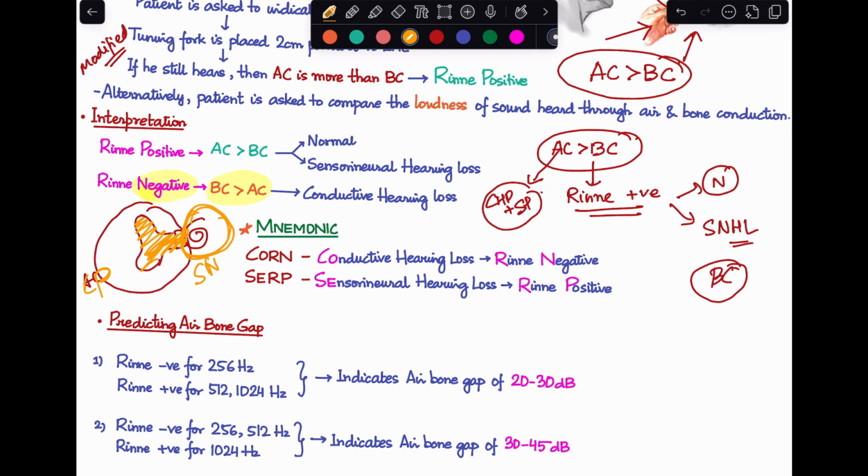Now, there's a small mnemonic that you can remember so as to remember what is the finding you see in Rinne's test to make it easy. There are two words that we remember, CORN and SERP. CORN is for conductive hearing loss, we see Rinne's negative, and SERP is sensory neural hearing loss, we are seeing Rinne positive. So, this is a very tiny way to remember the interpretation of Rinne's test.